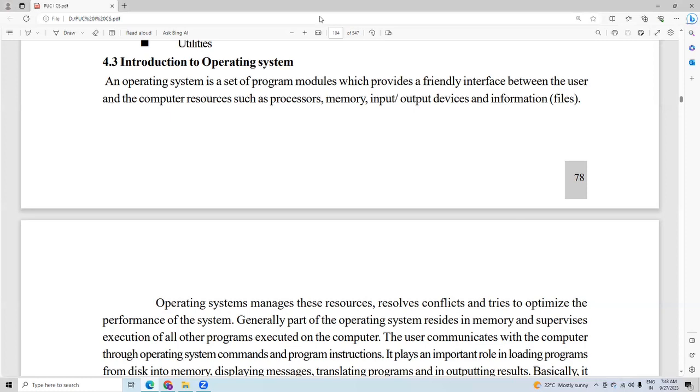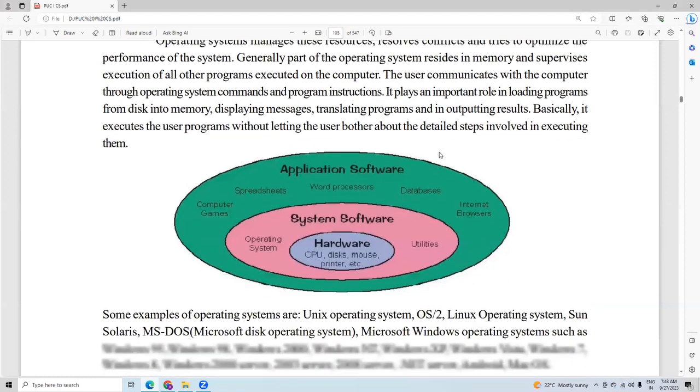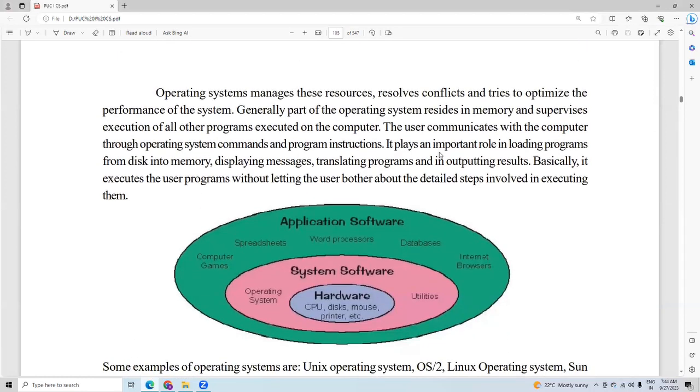An operating system is a set of program modules which provides a friendly interface between the user and the computer system. Computer resources such as processors, memory, input-output devices, and information, that is files. So the OS manages these resources, right? It resolves conflicts and tries to optimize the performance of the system, right?